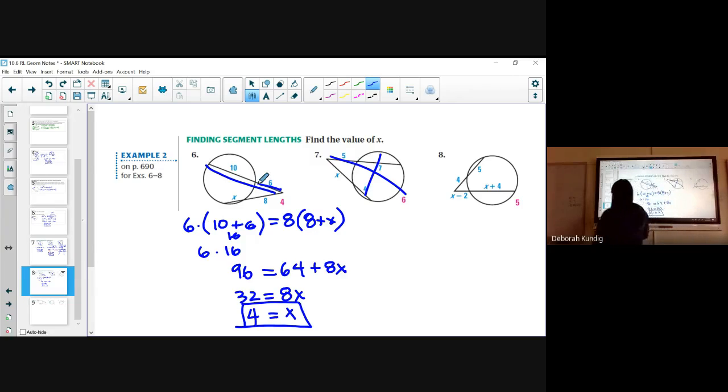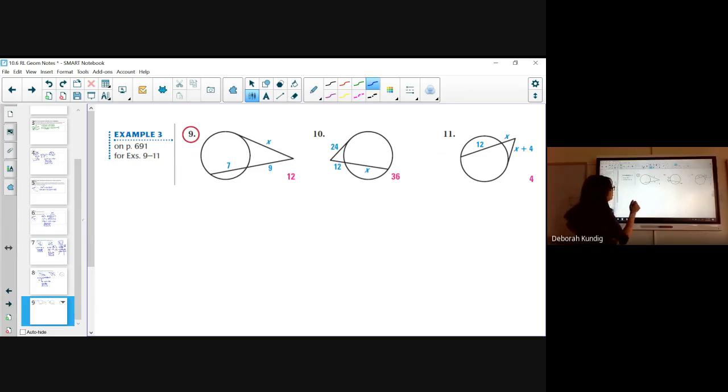Darn it, you guys. I hope that you understood this one. I hope that was enough. If it's not, then email me and I can give you more examples. The next one is also going to be a quadratic.